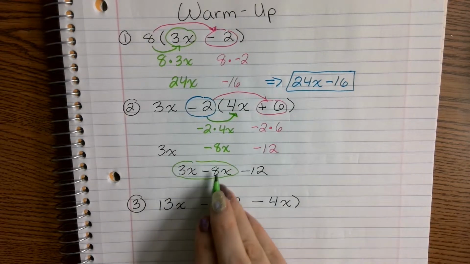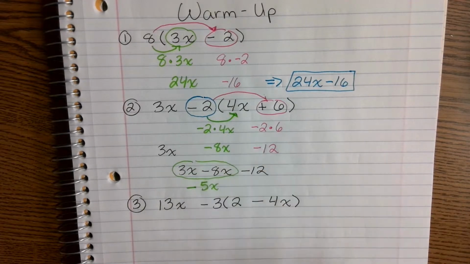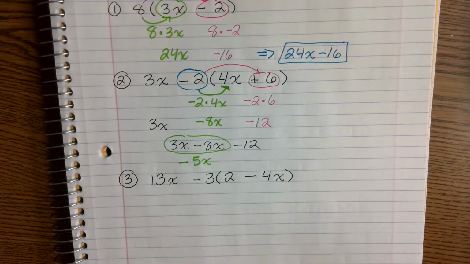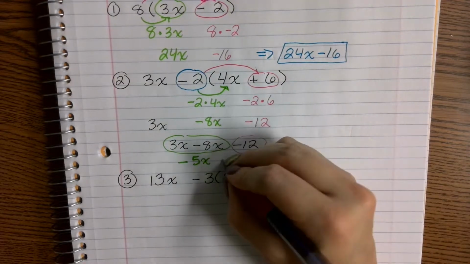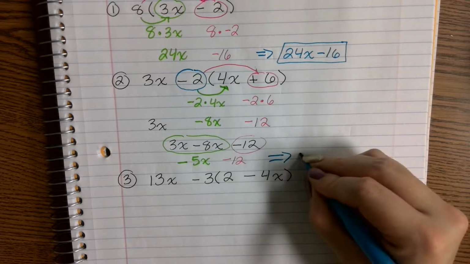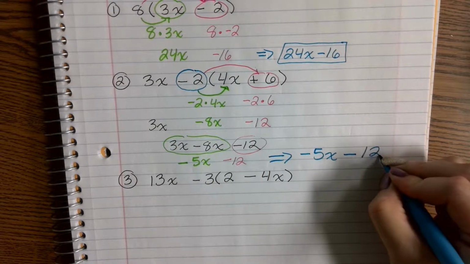We can do 3x minus 8x. That gives us a negative 5x. And then we still have that minus 12 that doesn't have anything in common. So it's still minus 12. There's your final answer. Negative 5x minus 12.